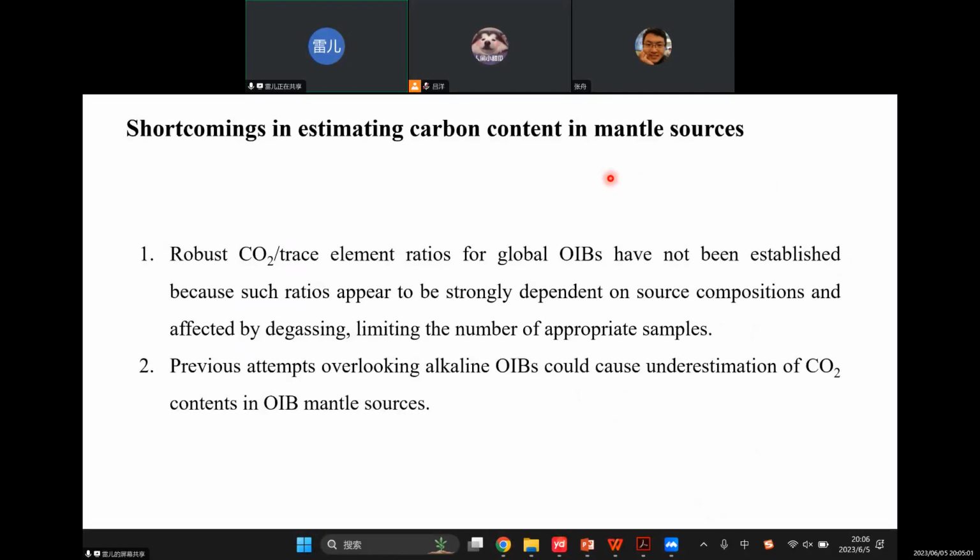The second shortcoming is that previous studies almost focused on the subalkaline OIBs, but they overlooked the alkaline OIBs, which could cause underestimating of carbon dioxide contents in the OIB mantle source. So in this paper, Sun and Dasgupta want to identify the carbon dioxide to Nb or Ba constant ratio and re-estimate the carbon contents in the OIB mantle source, considering both alkaline and subalkaline OIBs.